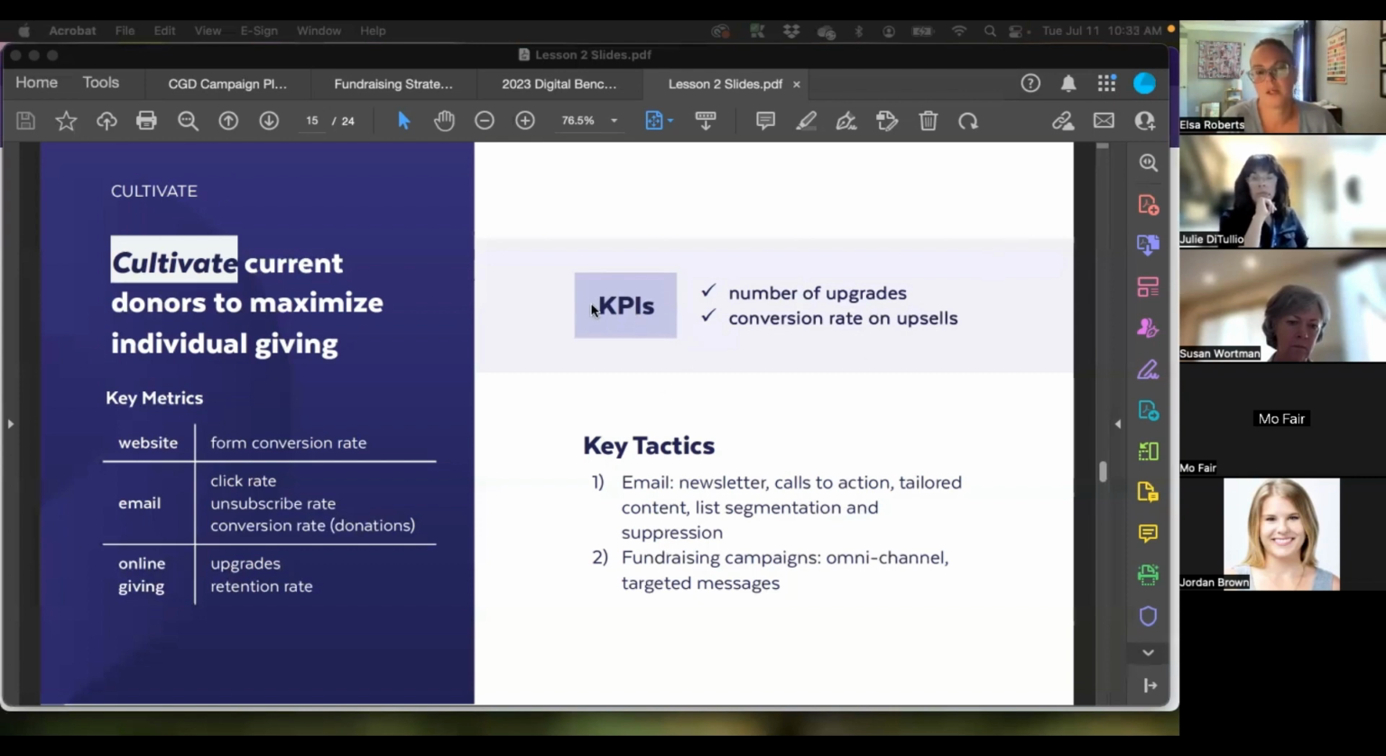And so then your key performance indicator might be the number of upgrades, or it might be an upgrade amount. And then you also may want to know what the conversion rate is on upsells. So if you're running, as part of a campaign, targeted messaging to current donors that's aimed at increasing their level of giving, you're going to want to know what the conversion rate is on those emails.